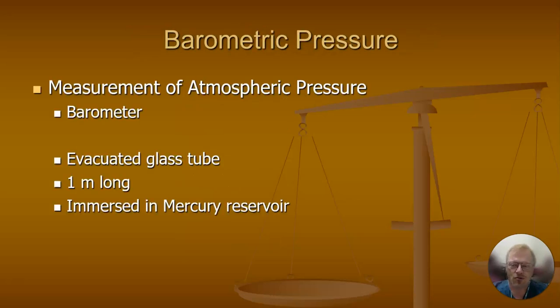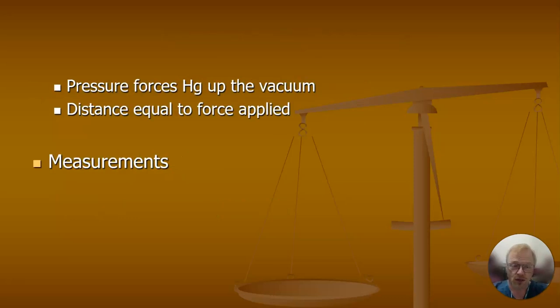Now we're going to touch on barometric pressure. You've already watched a video on barometric pressure, but there's a couple of things that I want you to know about this that were not covered in the video. So you already know that we measure atmospheric pressure using a barometer. It's an evacuated glass tube about 1 meter long. It is inverted in a reservoir of mercury. Pressure forces the mercury up through the vacuum in the tube, and the distance it goes up is equal to the force that is applied to the pool of mercury at the bottom. Okay? So we covered that in the video.